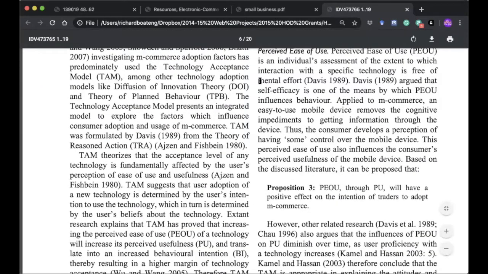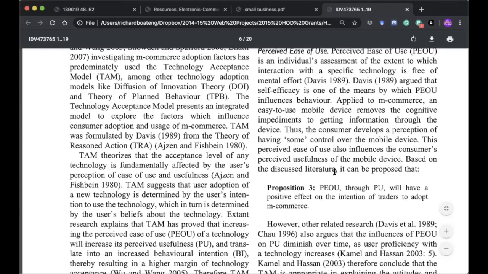Perceived ease of use is an individual assessment of the extent to which interaction with a specific technology is free of mental effort. So you see cognitive effort, remember here. David, 1989, argued that self-efficacy is one of the means by which perceived ease of use influences behavior. Applied to mobile commerce, now that's the theory, now apply to your work. Applied to mobile commerce, an easy to use mobile phone device removes cognitive impediments to getting information through the device. Thus, the consumer develops a perception of having some control over the mobile device. The perceived ease of use also influences the consumer's perceived usefulness of the mobile device.